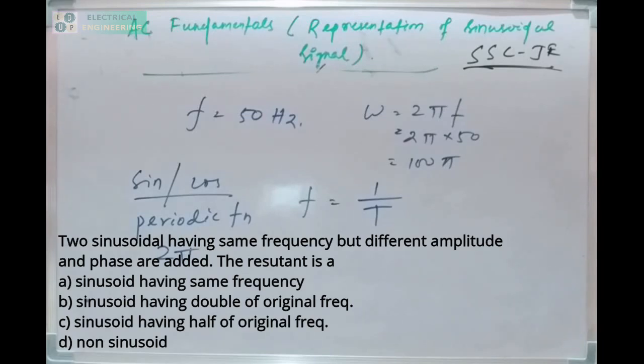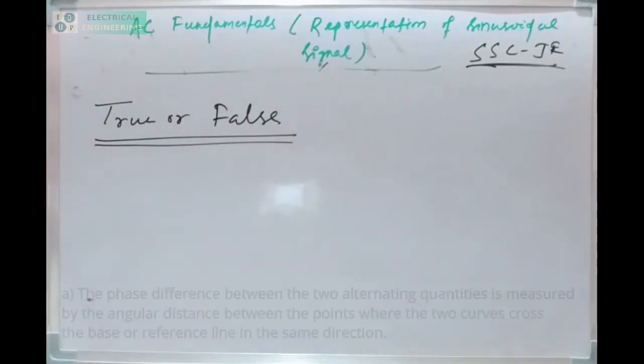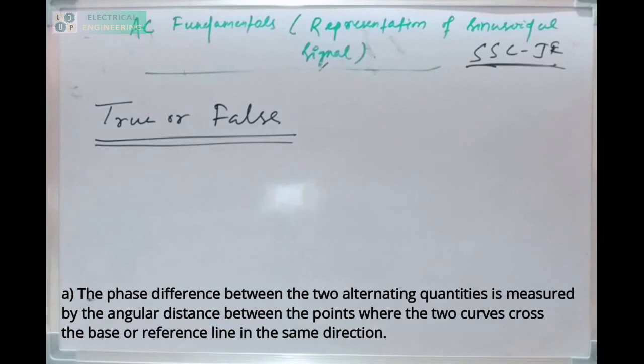Let us go to the next question. The next questions are based on true or false. The first statement is: the phase difference between the two waveforms of alternating quantities is measured by the angular distance between the points where the two curves cross the base or reference line in the same direction. Is it true or false?